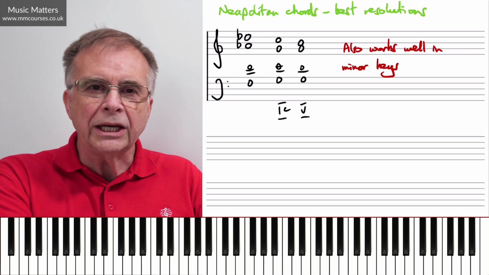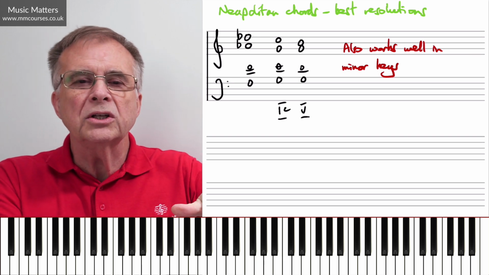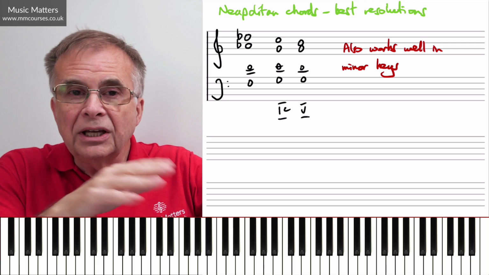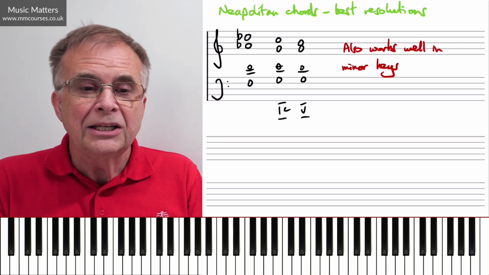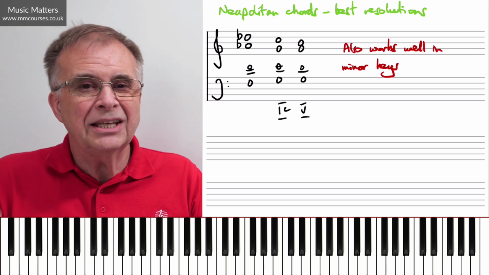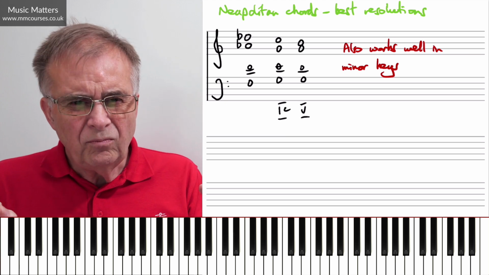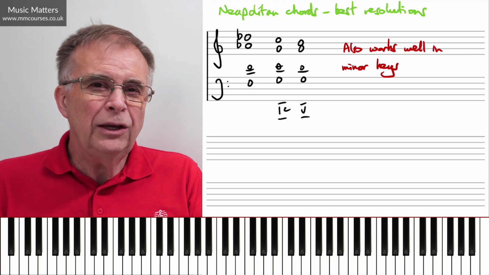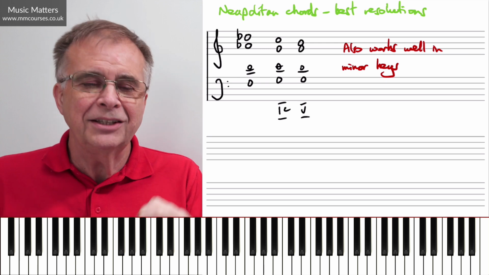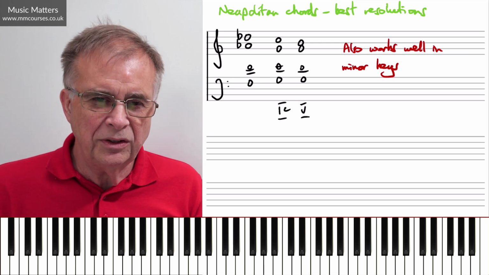So that's why the 1 in second inversion works quite nicely as a sort of interruption, if you like, to that resolution to 5. It just gives you another option. And in many ways, it works rather better than just going to 5, which is why it's worth thinking about.